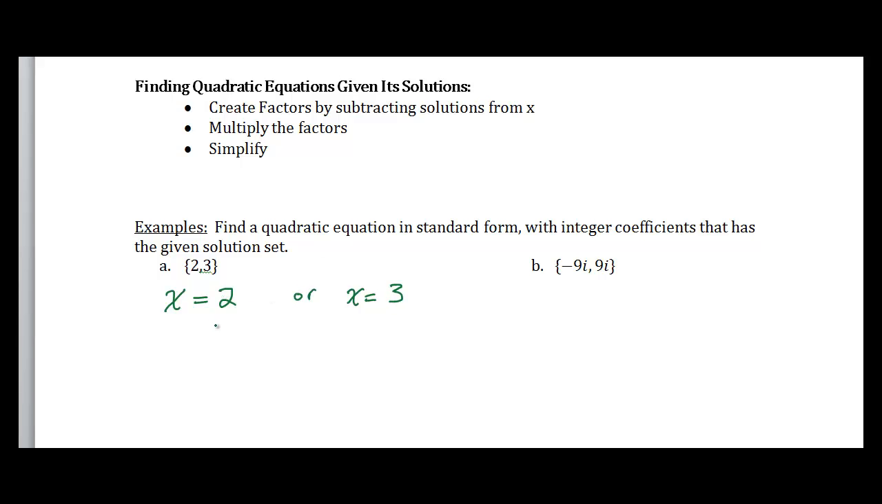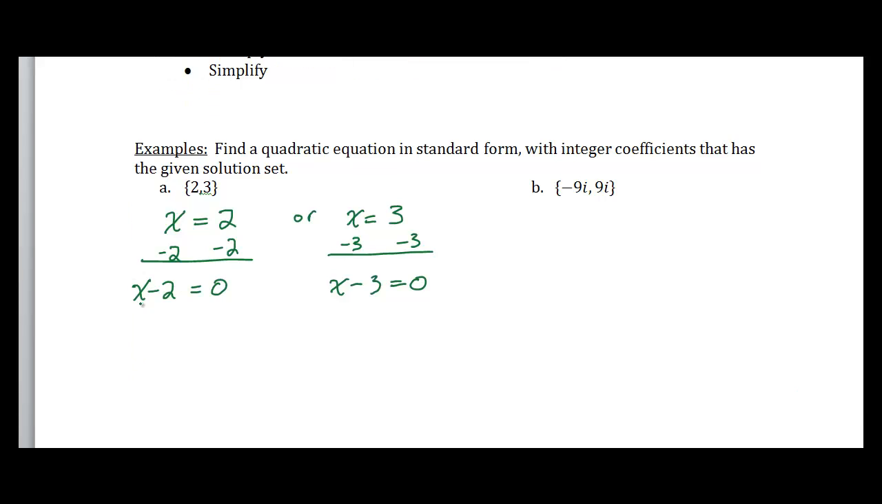Well, I can always subtract something from both sides of the equation. So I'm going to get x minus 2 equals 0. And here, if I subtract the 3, which is my solution, from x, I get x minus 3 equals 0. That's what this first step is saying: create factors by subtracting solutions from x. The reason I did that is because now I have x minus 2 equals 0 and x minus 3 equals 0. If I multiply those two things together, x minus 2 and x minus 3, that's still going to be 0 times 0, or 0. And so now I have two things that multiply together to give me 0, kind of the backwards of what we do with factoring. So this looks like it's in factored form. I'm going to unfactor it.